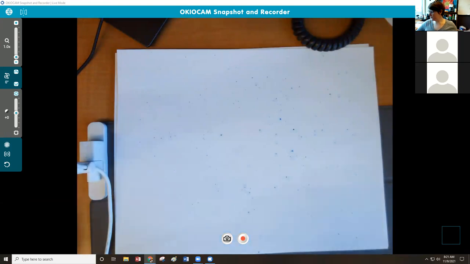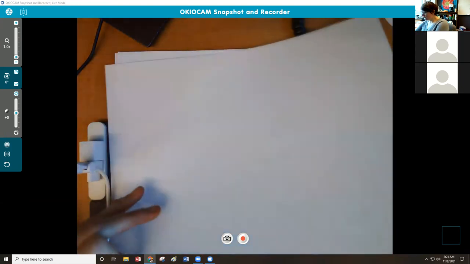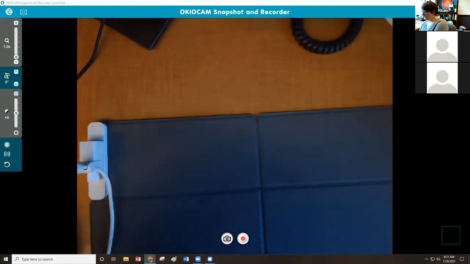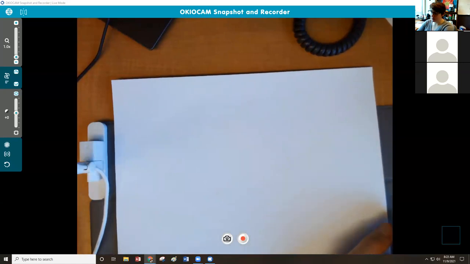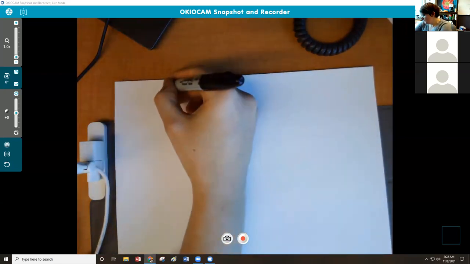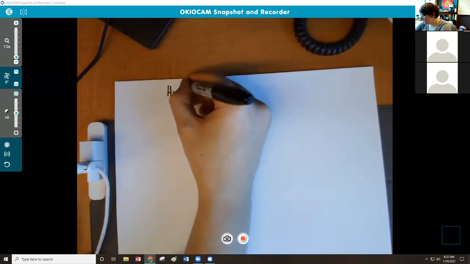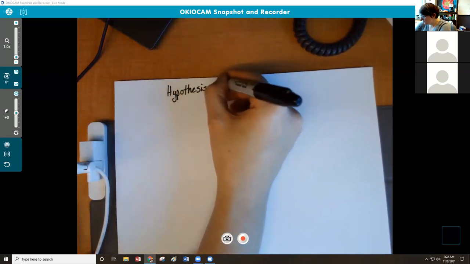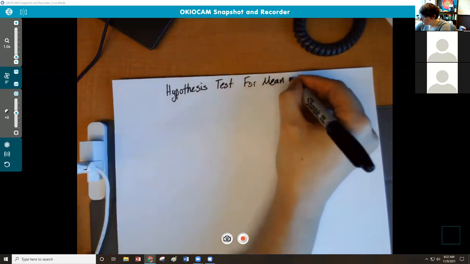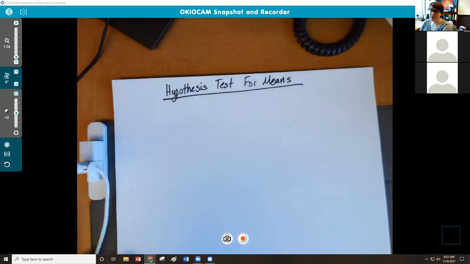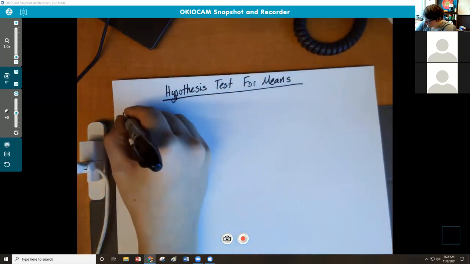So, a hypothesis test when you're looking at testing means is going to be almost totally identical to when we were looking at proportions. So we're just going to go ahead and run through an example of looking at hypothesis tests for means. And here's our example.